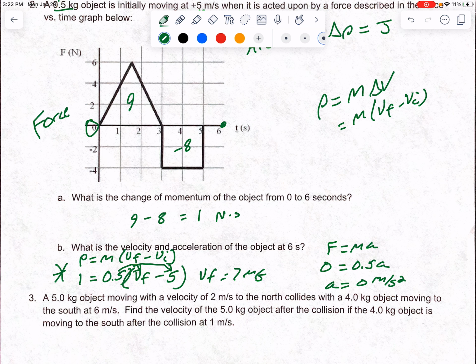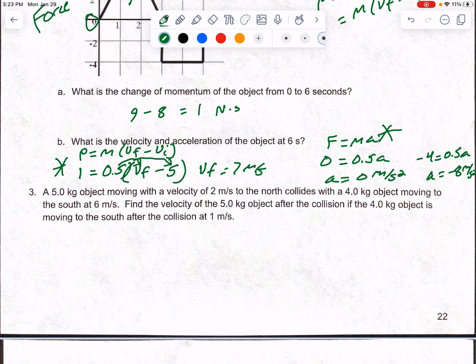If I were to ask you what is the acceleration at 4 seconds, now what you would do is at 4 seconds, I would look, I'm at -4. -4 equals 0.5 times A. Okay, divide both sides by that, and you get an acceleration of -8 meters per second squared. Okay, so that's just another example of how to do that. But if you're ever looking for acceleration, this equation right here, every time.